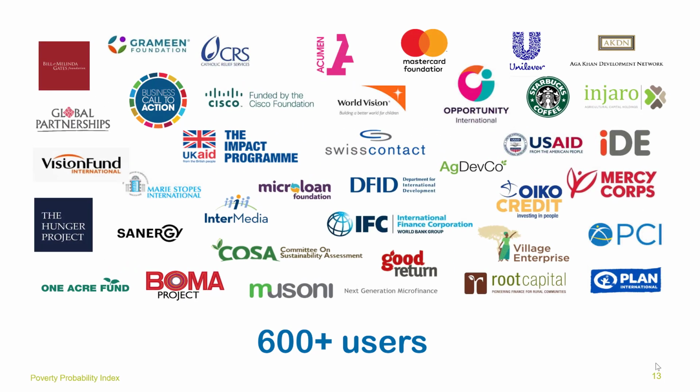The PPI is a public good and made available free of cost for users. The PPI is today used by more than 600 organizations, including donors, investors, NGOs, social enterprises, governments, and corporations working across a range of sectors such as financial services, agriculture, health, livelihoods, and water and sanitation.